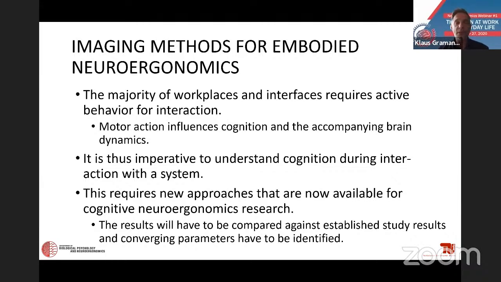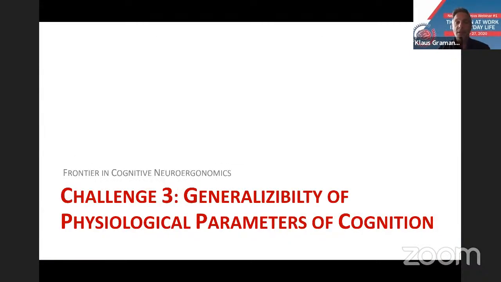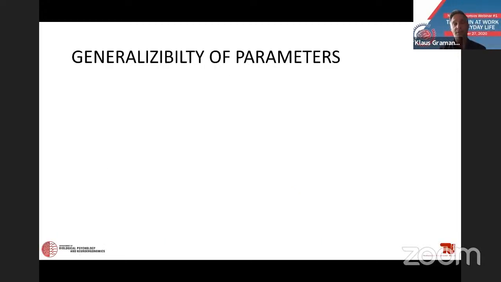We will be confronted with different outcomes in these studies, and we have to link them, coming back to the first challenge of bridging the different levels of neuroeconomics research. And at the same time, getting us to the third challenge that we identified, and that will be how can we generalize from physiological parameters that support specific cognitive processes on all these different levels of research.